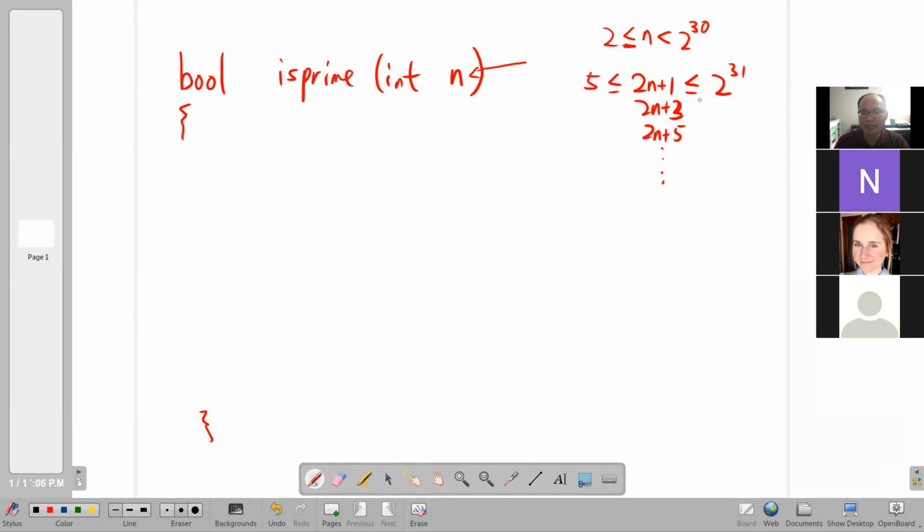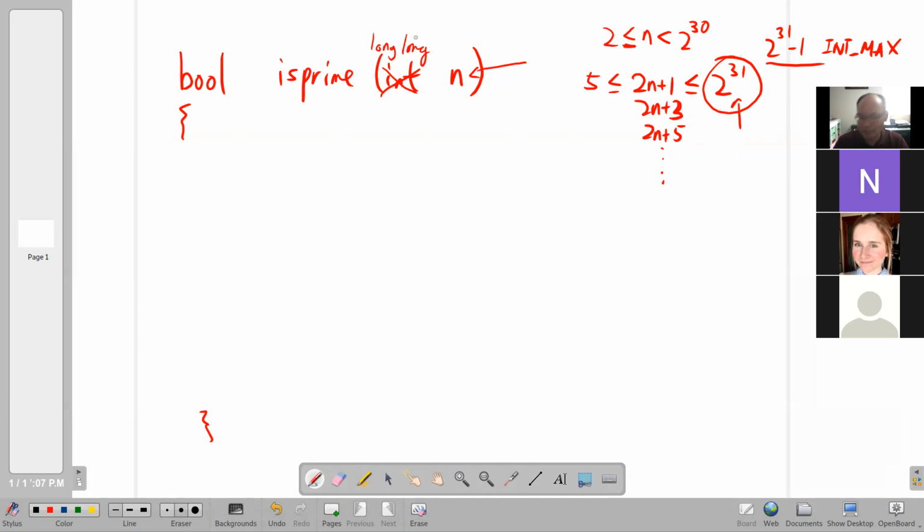Okay, so this is going to be big, because 2 to the 31 minus 1 is INT_MAX. If you're using a 32-bit signed integer, 2 to the 31 minus 1 is the largest you can have. So when you do 2n plus 1, it's okay. But when you do 2n plus 3, 2n plus 5, you might actually blow this up. So immediately, you should probably cross this out and use long long.